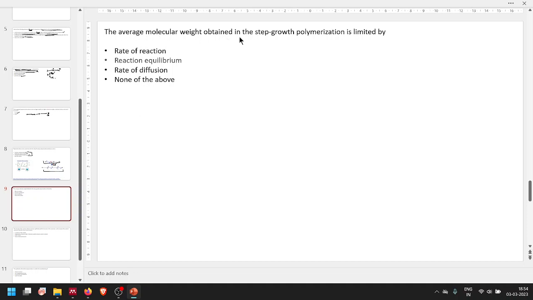The average molecular weight obtained in step growth polymerization is limited by rate of reaction, equilibrium, or rate of diffusion. For the average molecular weight seen in step growth polymerization, rate of reaction would not affect it much, as the reaction rate will only describe if the process is taking place slower or faster. That has little concern over how average molecular weight of the product is obtained.